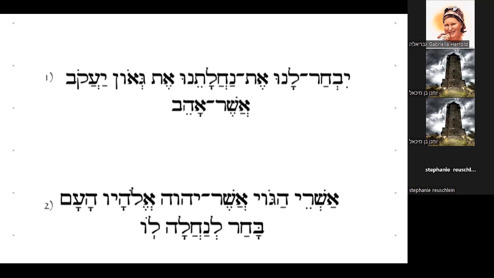Yiv. Okay? Then we have the letter chet. We know it's chet because this front leg is attached to the top. And it's pointed how? Patach, right? Short duration A type vowel with a resh behind it. So we have ch, a, char, right? So we have yiv, char.